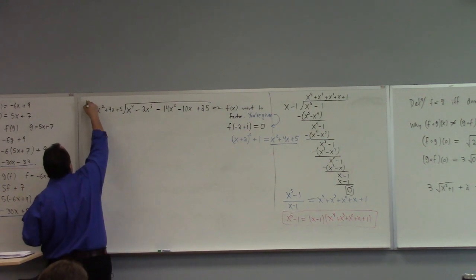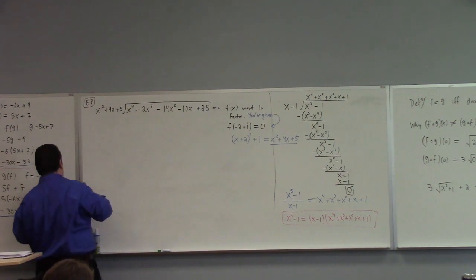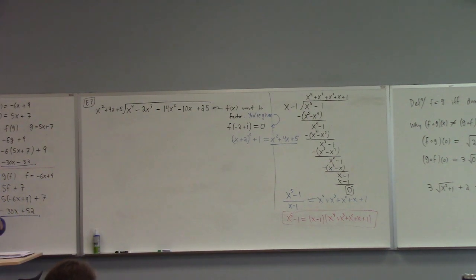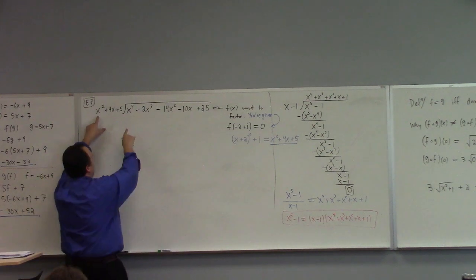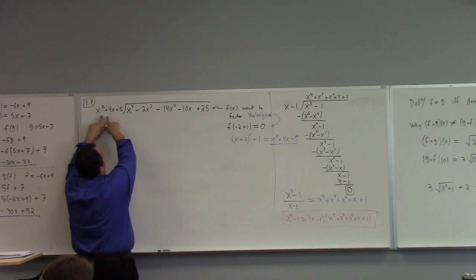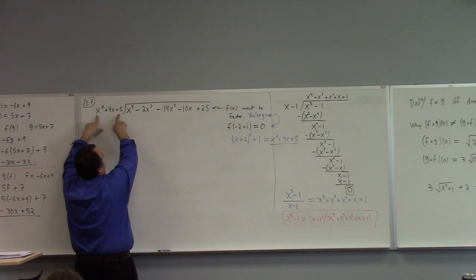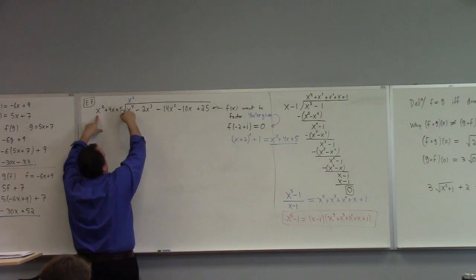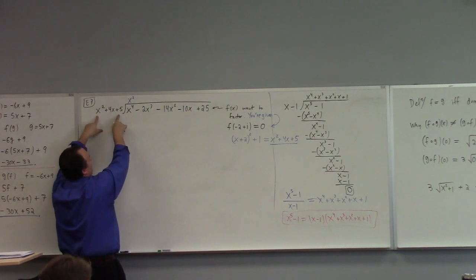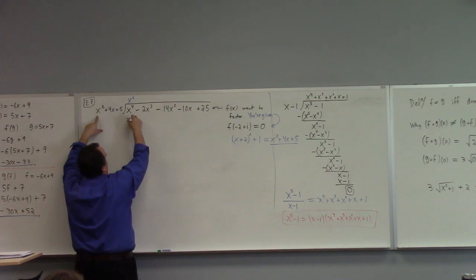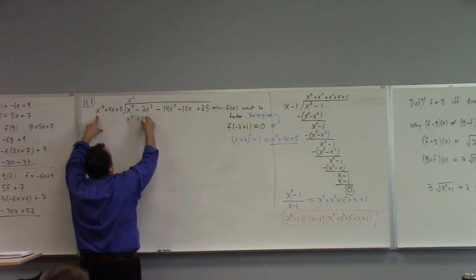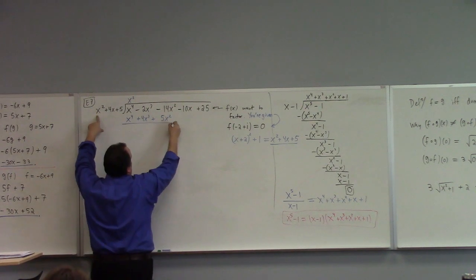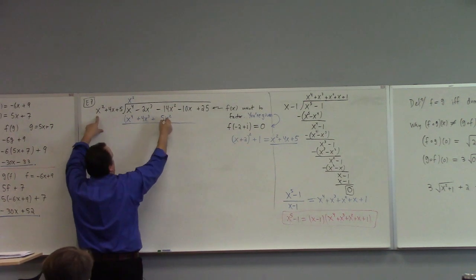I guess this was example 7. So to get x to the 4th, I have to multiply this by x squared. Now x squared times this gives me x to the 4th plus 4x cubed plus 5x squared. All right? And now I subtract.